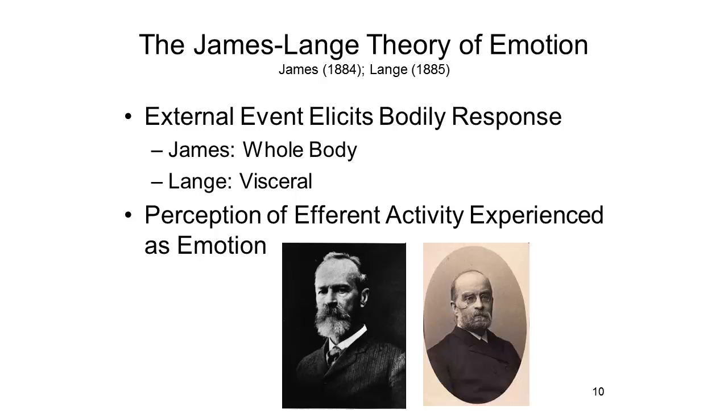For both James and Lange, any external event will elicit some bodily response, just like as a reflex. This bodily response will consist of a set of autonomic reactions and also a set of motor behaviors, like the behaviors associated with approach and avoidance. James and Lange proposed that it's the person's perception of these efferent activities, perception of these bodily responses, is experienced as an emotion, and therefore that each emotion is generated by a different pattern of bodily activity. James focused on responses of the whole body, both autonomic and skeletal nervous systems. Lange, for his part, focused just on visceral responses, responses that are mediated by the autonomic nervous system alone.